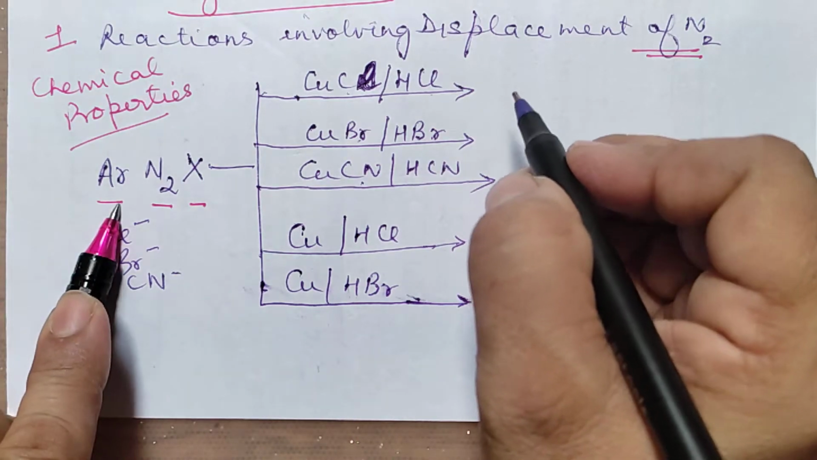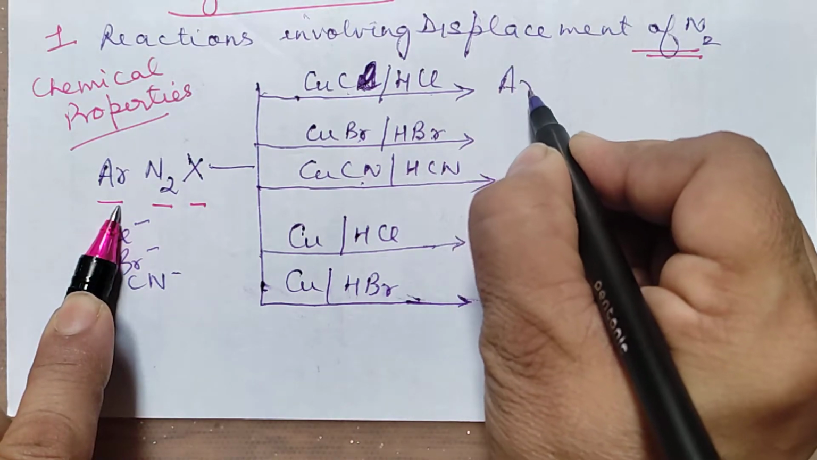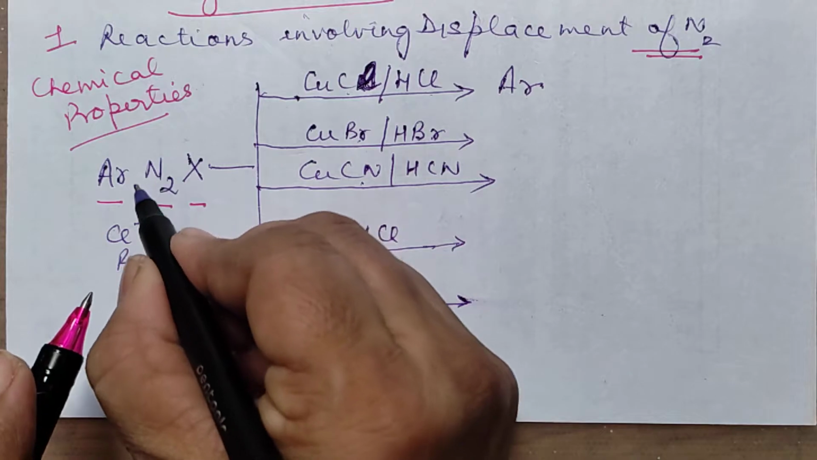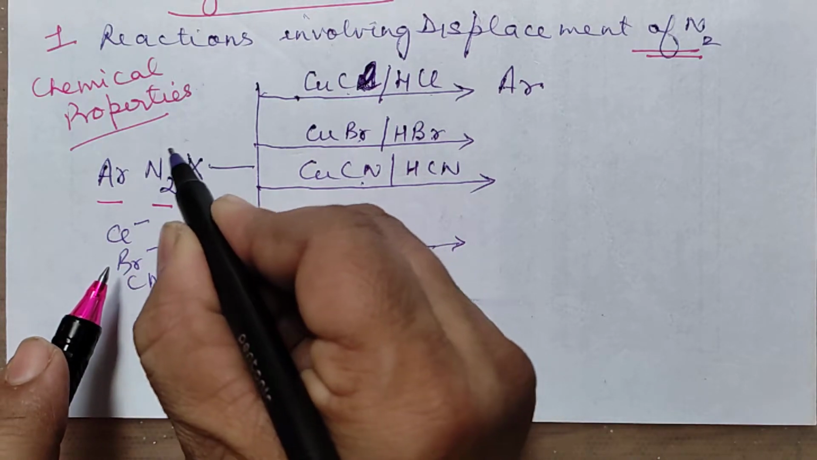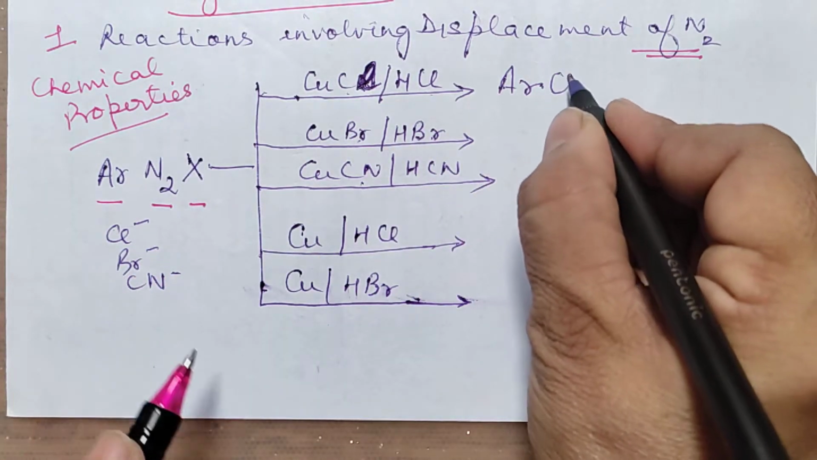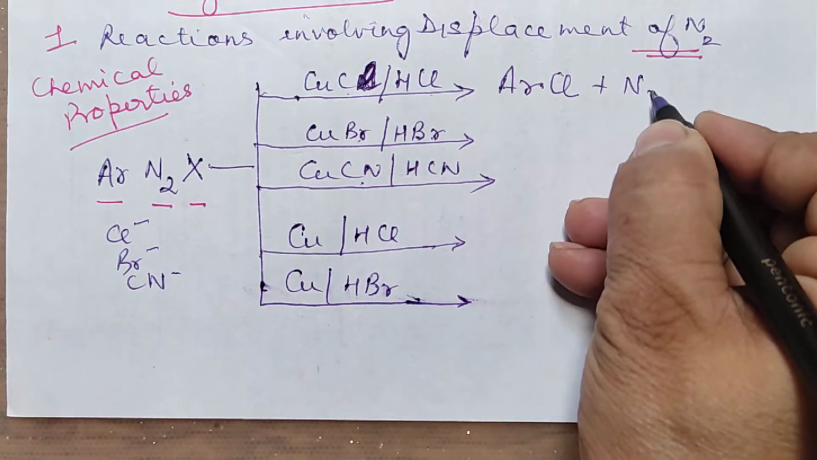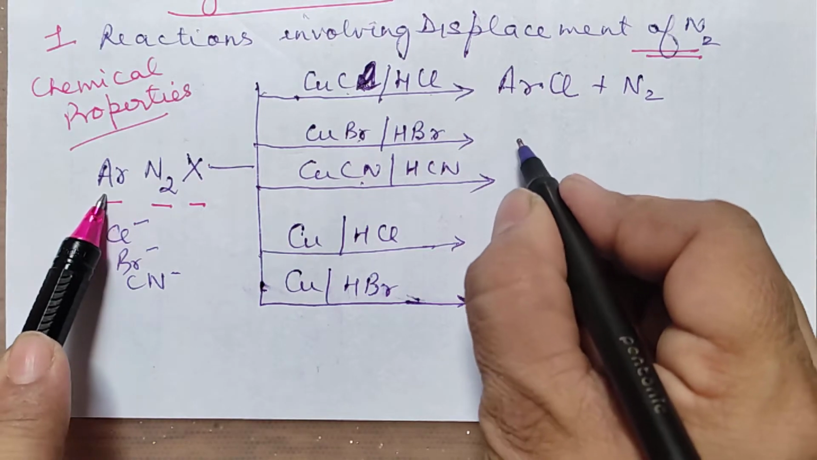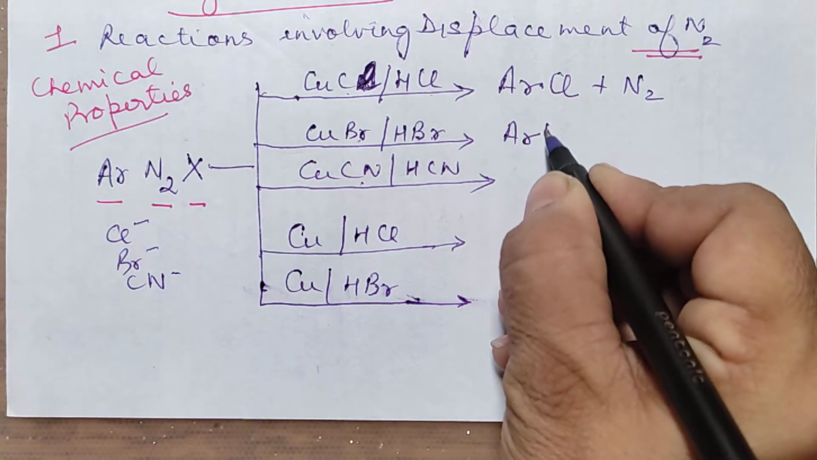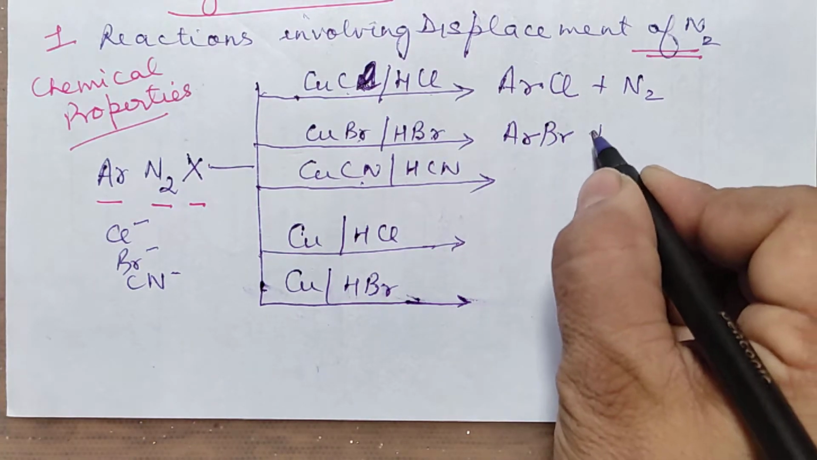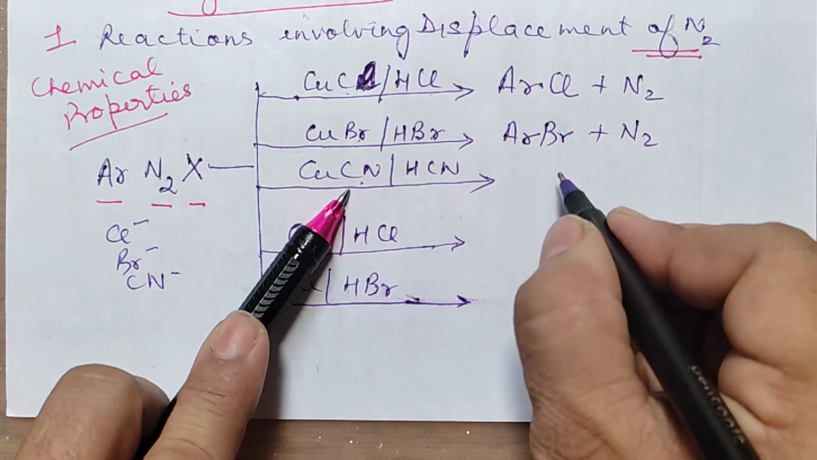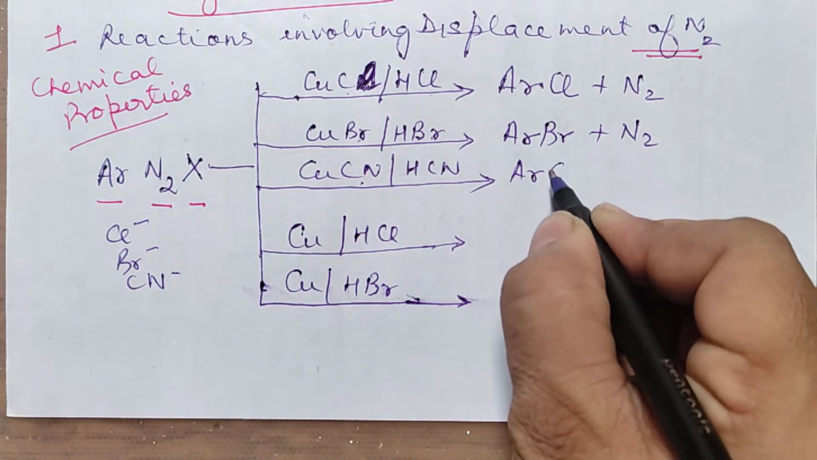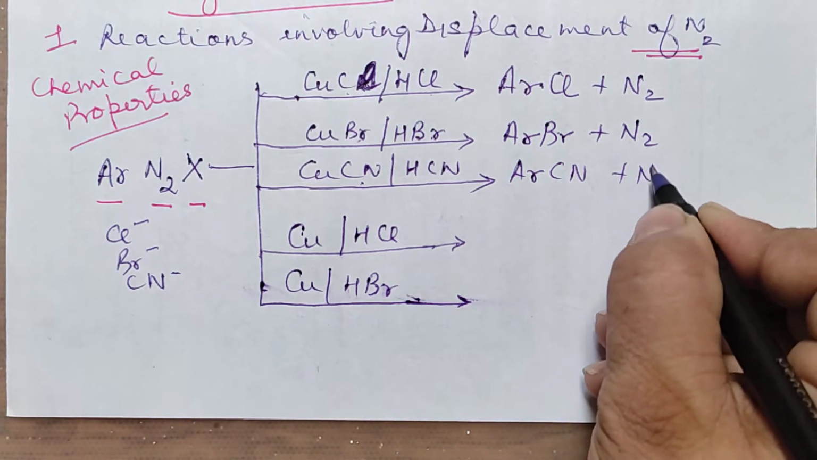You will have this part retained. You will have Ar here. This whole diazo part will be replaced by Cl, plus nitrogen will be evolved. It's very simple to write down. This is with Br, so what product will you write? It is Ar-Br plus nitrogen. If it is with cyanide, you will write Ar-CN and nitrogen.